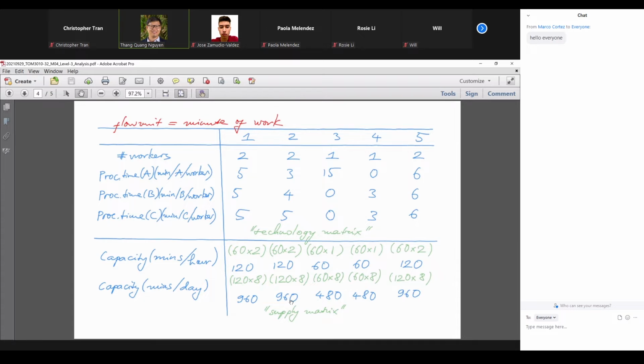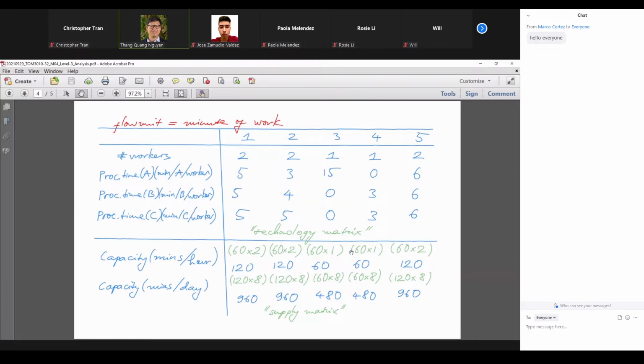And then because it's station 2, we also have 2 workers, so those 2 workers can also provide 960 minutes of work per day. Station 3 and 4, only 1 worker each, right? So that's why we only have 480 minutes per day. And we go back to 960 at 5 because there are 2 workers over there. Okay, so that's very crucial, right? Now we know how much work that each of the station can offer to the restaurant work. All right, so that's the supply matrix.